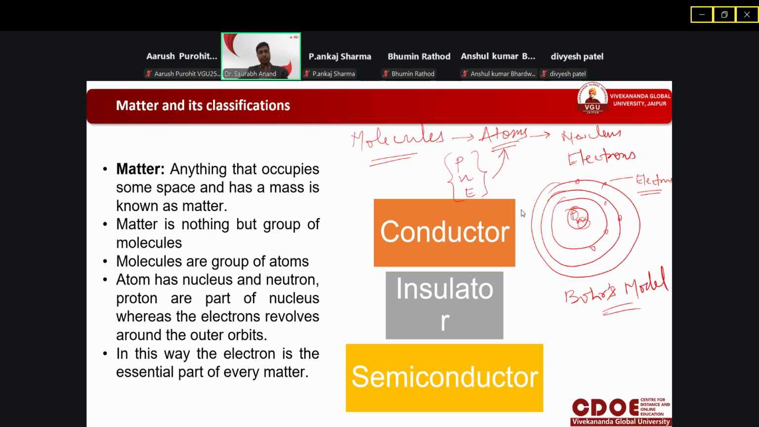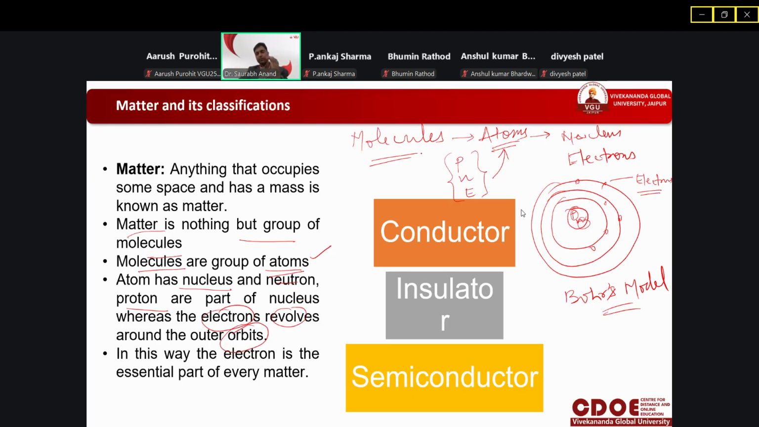That was the structure of one atom. So matter is nothing but a group of molecules, and a molecule is a group of atoms. Inside atoms there is a nucleus, and neutrons and protons are part of the nucleus. Electrons are revolving around the nucleus in many orbits.